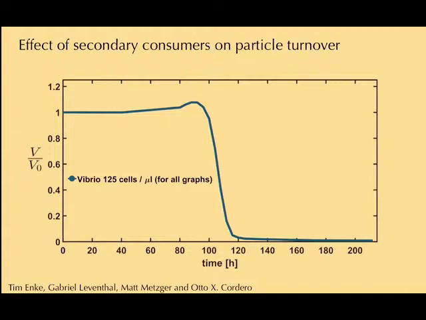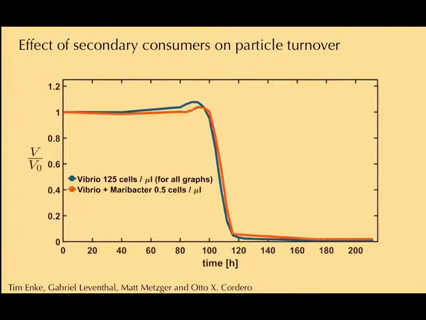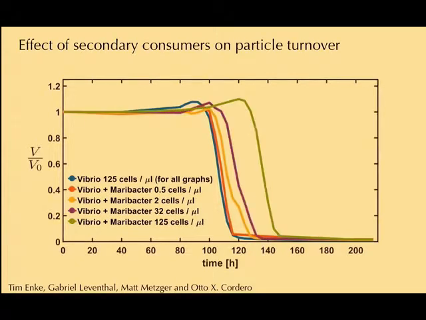This is the same data I showed before, the primary degrader at a fixed number of cells. We chose that number, 125 per microliter. And now we add a little bit of this secondary consumer. It happened to be a strain of Maribacter, it's a type of flavor bacteria, if you care about those things. And it takes a little bit longer. If you add a little bit more, it takes a little bit longer, and so on, until actually you can basically choke the primary degrader. The whole thing gets inhibited.